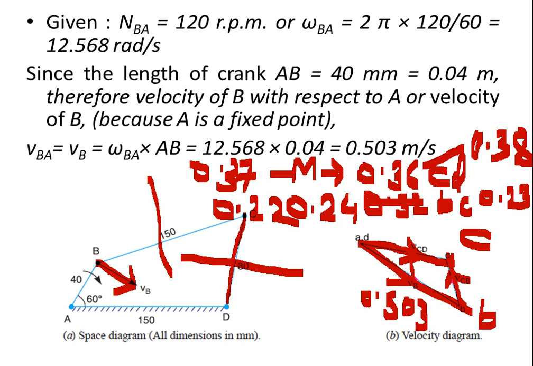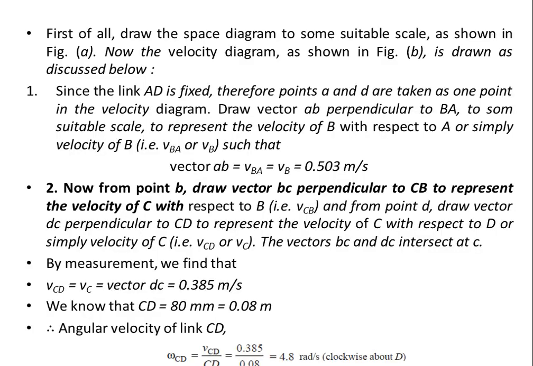Okay. So like this now you can get the velocity for other links. So let us see now. First you can see the procedure. The procedure is there in front of you. So those who are having doubt, you can just see it. First of all, you have to draw the space diagram to a suitable scale as shown in figure A. And now the velocity diagram, as you can see in figure B, can be drawn using these steps.